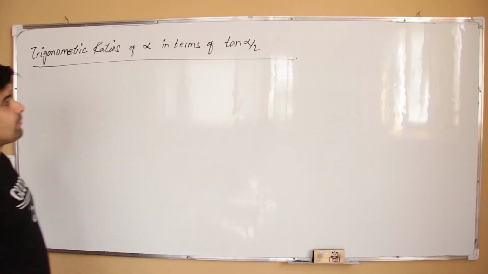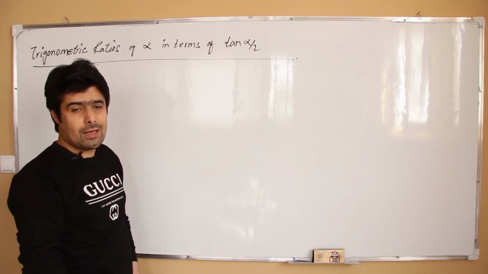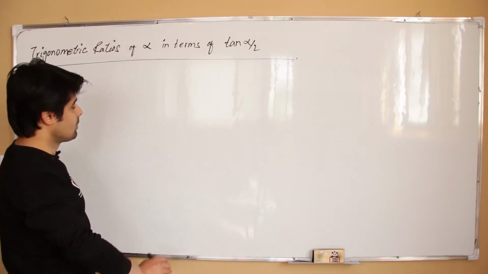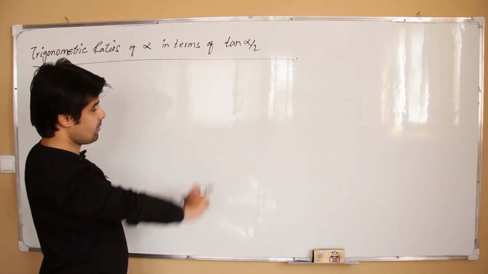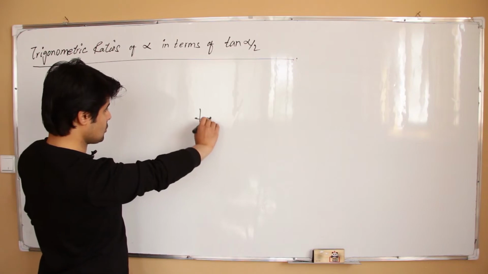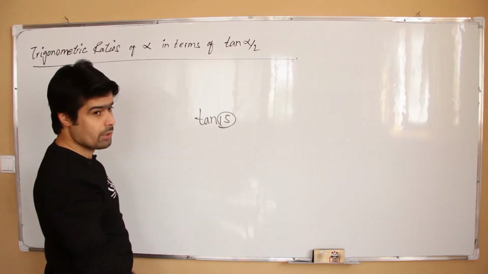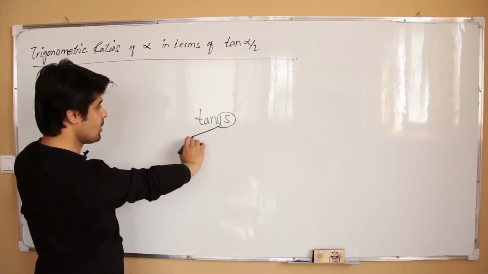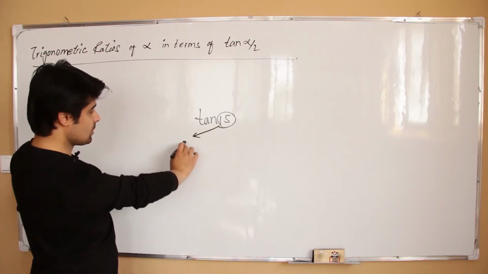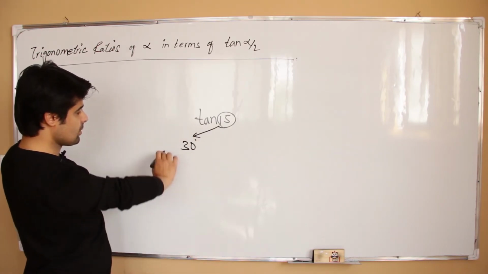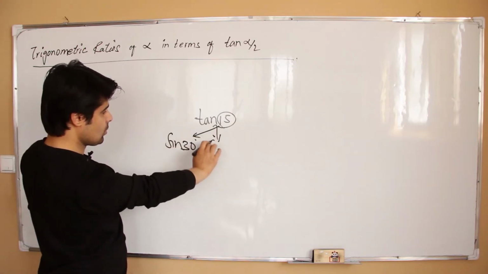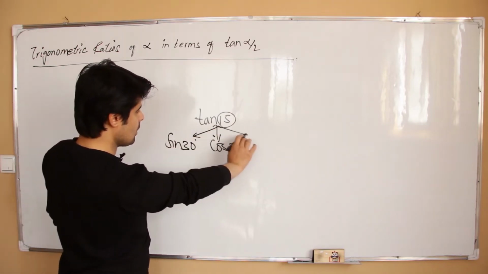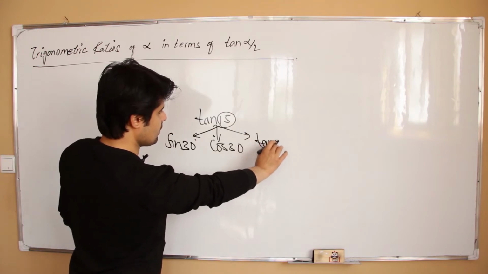Our next topic, trigonometric ratios of alpha in terms of tangent alpha by 2. What do you mean? It means tangent of alpha by 2 is given. For example, tangent of 15 is given. Now, this is the double form for that one. It means, what's double form for 15? It's 30. Now you have to find sine of 30, cosine of 30 degree, and tangent of 30 degree.